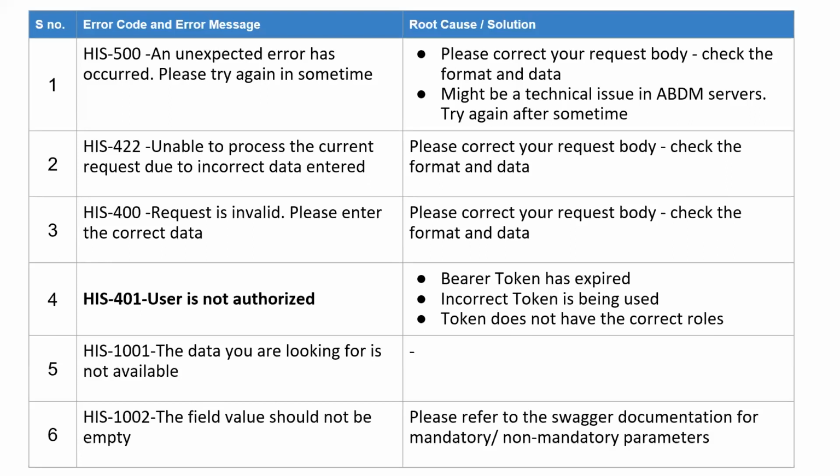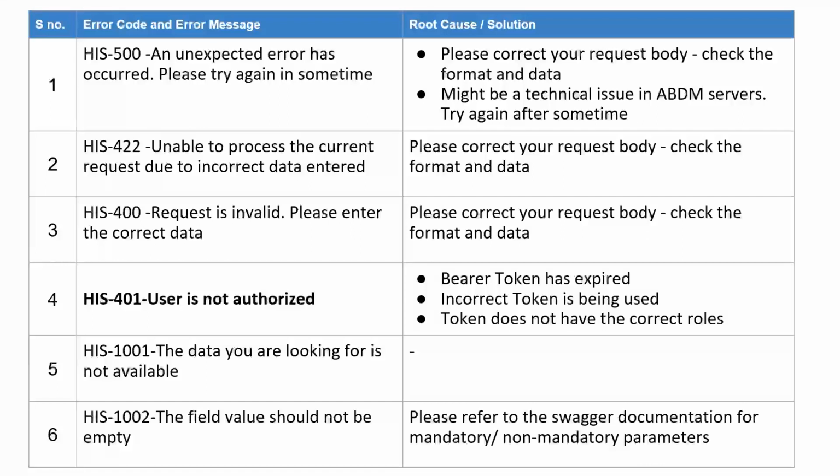One minute, Suraj. So everyone, user not authorized is a very frequent error in our system. As Suraj said, there are three possible reasons for this. First, the token has expired. You must have seen that a token has a validity, 1800 seconds or 2500 seconds. So if you are receiving this error, it is possible that the token has expired. The second possibility is that you are using an incorrect token.